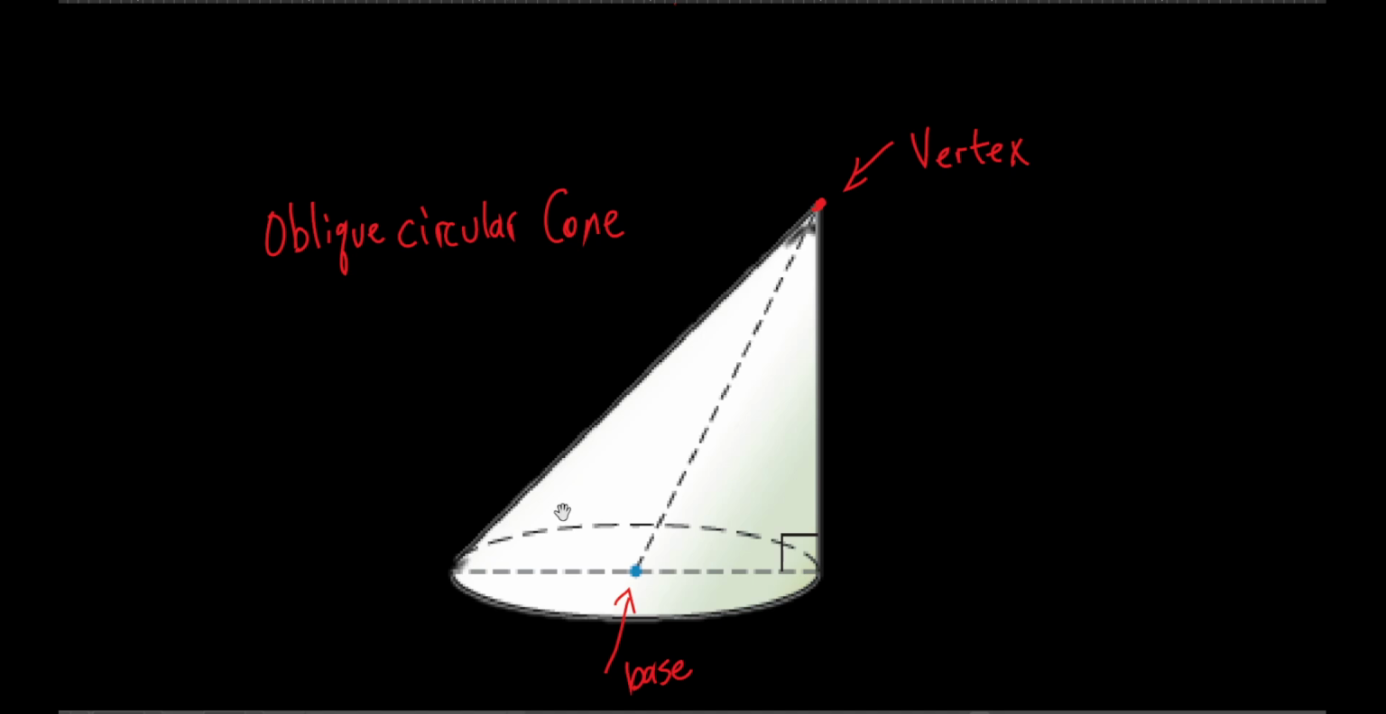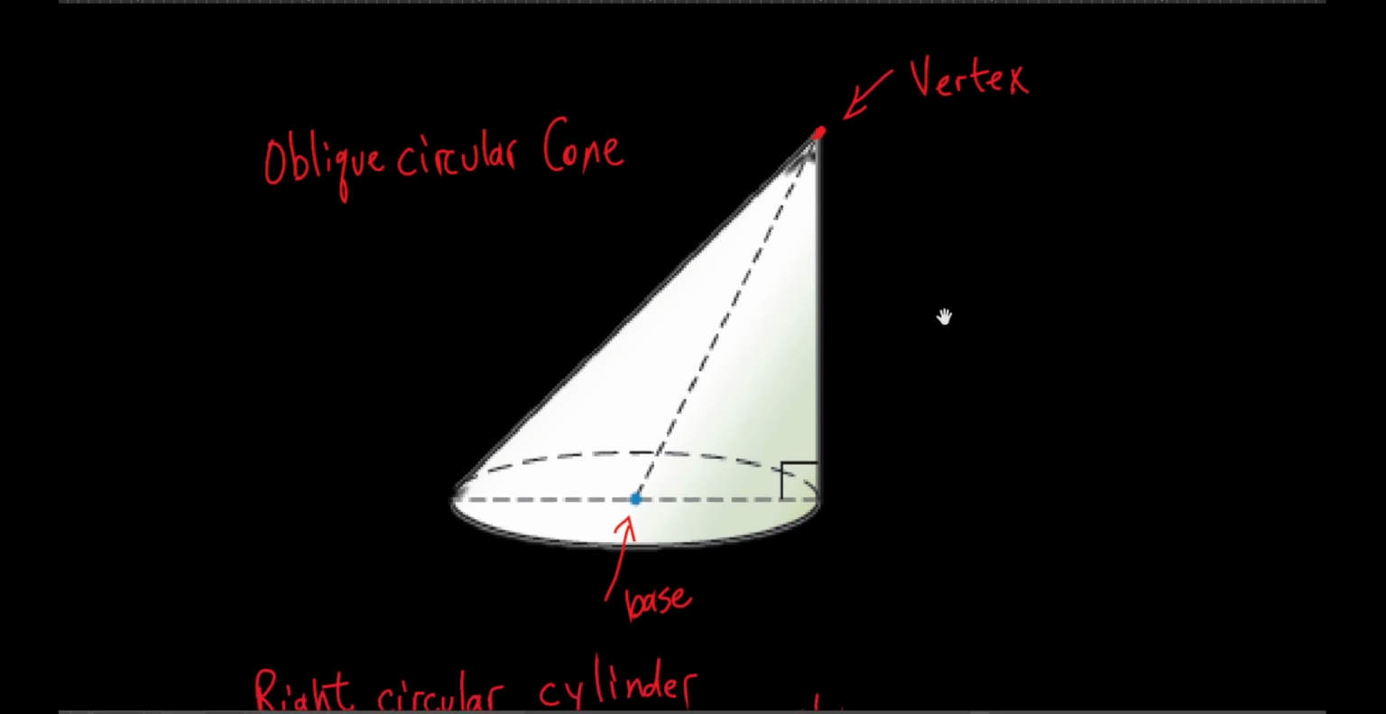Everybody got it? The bottom or the base is a circle. That's why we say circular. And it's a cone. What does a cone do? It comes to a point. What do you think we call that point? A vertex. Very good guess. All right, since it's right there in front of you. Everybody got that? Oblique, circular, cone.